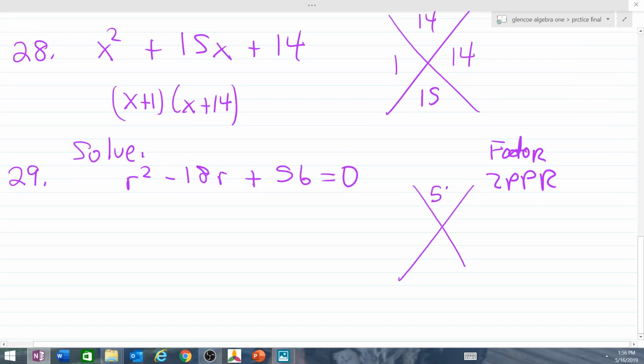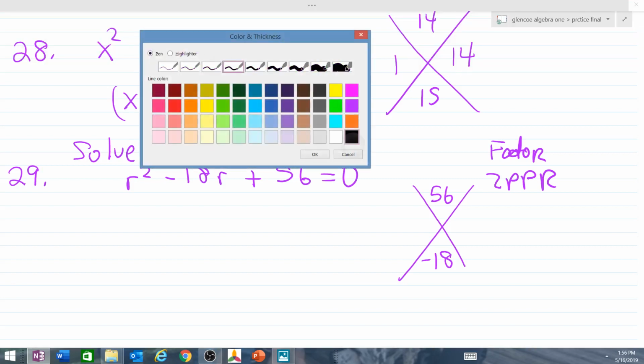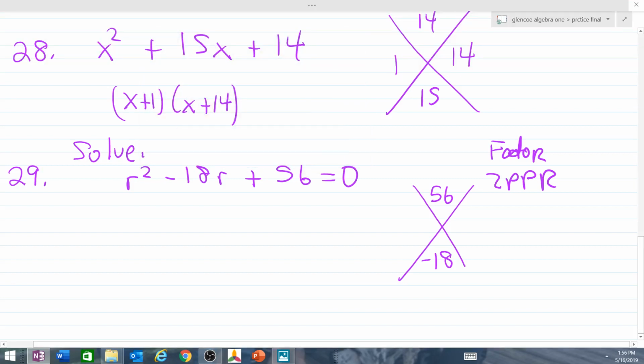What multiplies to 56, if you know, please raise your hand, and at the same time adds to negative 18? Multiplies to 56, but adds to negative 18. Yes? Negative 4 and negative 14. So my problem becomes r minus 4 times r minus 14 equals 0.